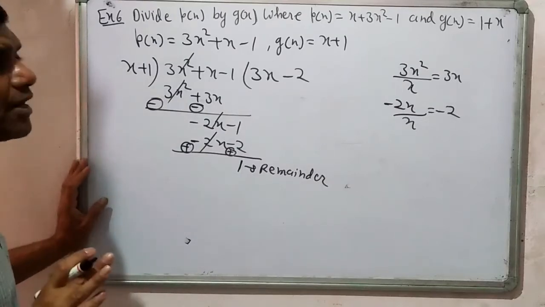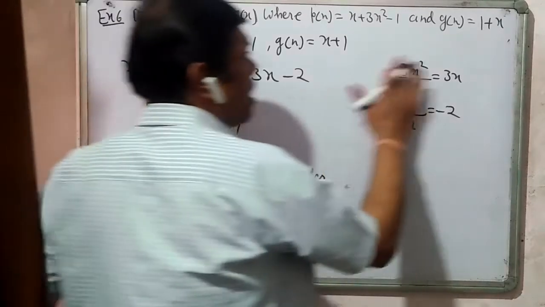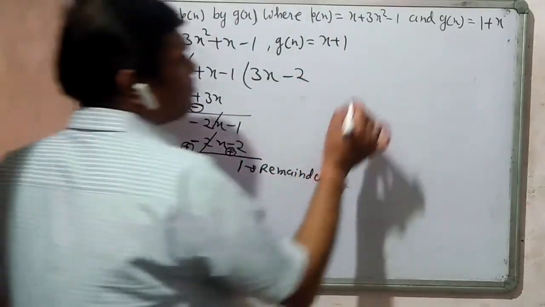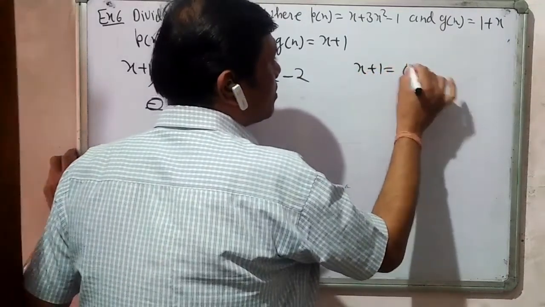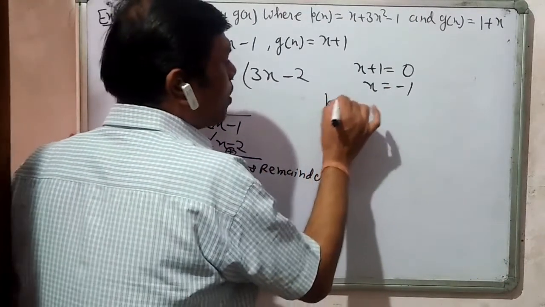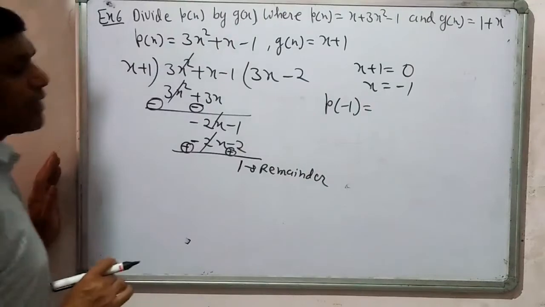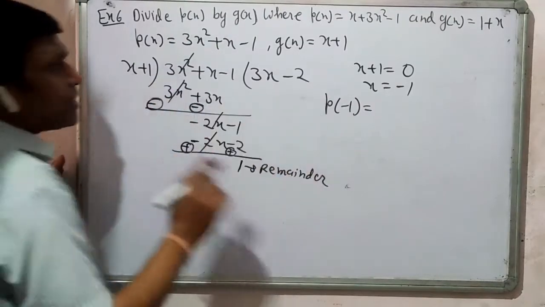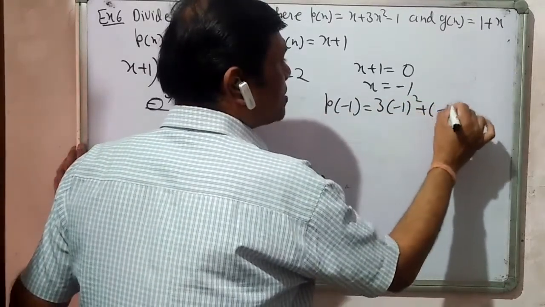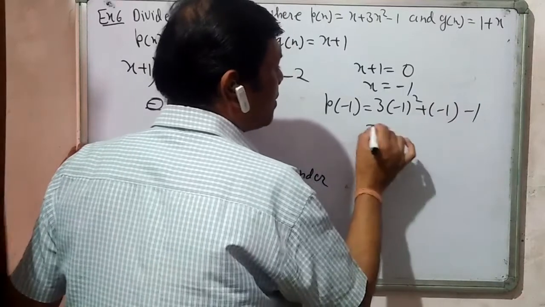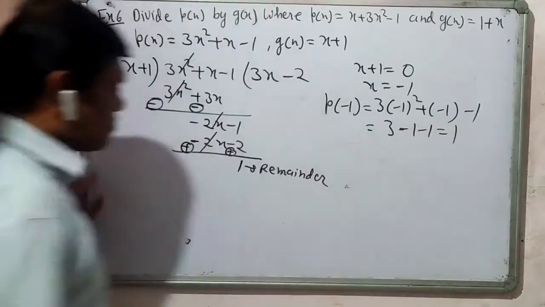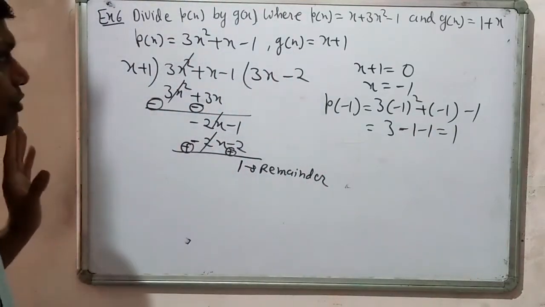Can we check it using the remainder theorem? Yes, we can. How? Let us do it over here. What we have is x plus 1. Find it equal to 0. x should be minus 1. So we have to find the polynomial's value at x equals minus 1. Put x as minus 1 in 3x square plus x minus 1. What we get is 3 minus 1 minus 1. That's 1. The same remainder we have got over here.